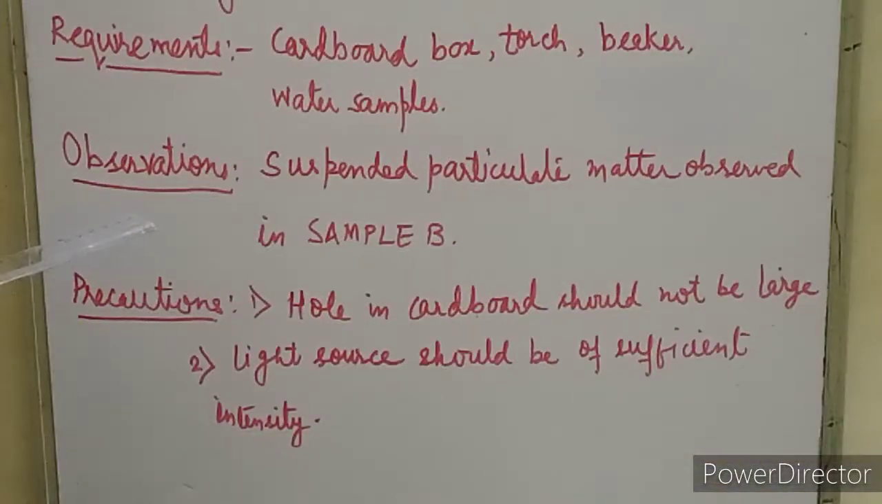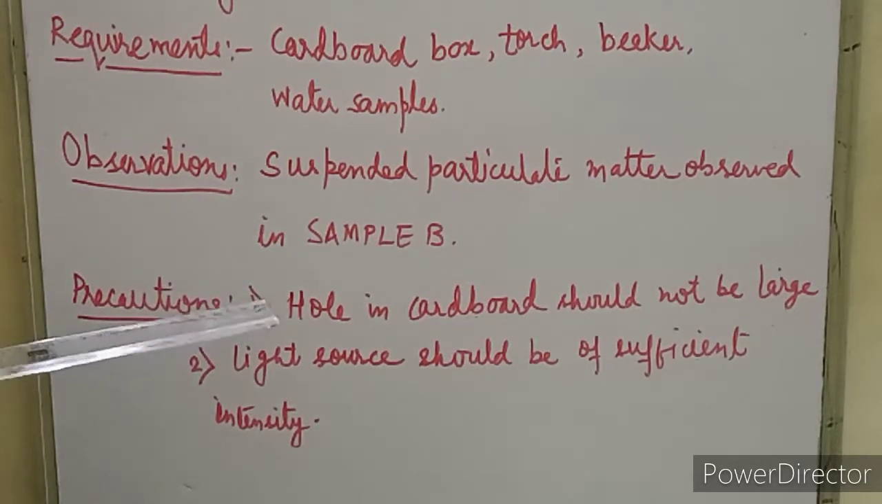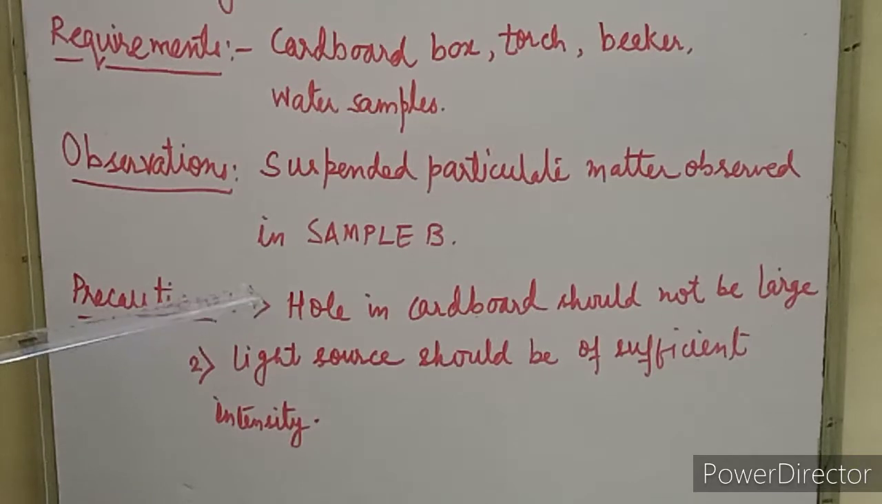Whereas the sample A, we had checked the clarity and it was clear. So this shows the water sample A is clear, whereas this water sample B is not clear. The observations can be written like this. The suspended particulate matter, as I have already told you, like the fungal spores, the bacteria, etc., can be observed in sample B because we have seen it in sample B, whereas sample A is crystal clear. So we can also mention that in sample A, suspended particulate matter was not there, but in sample B, it is observed.